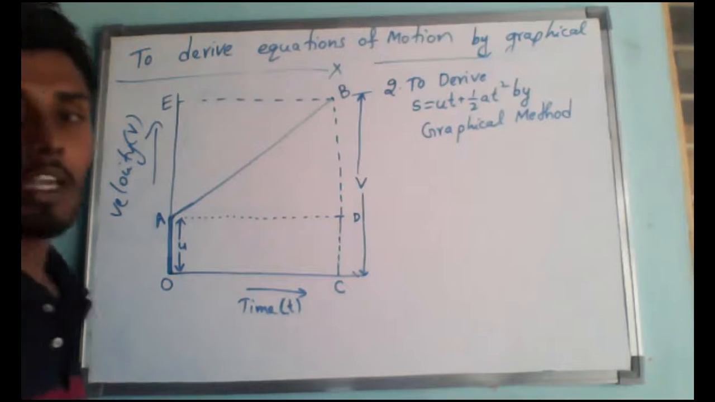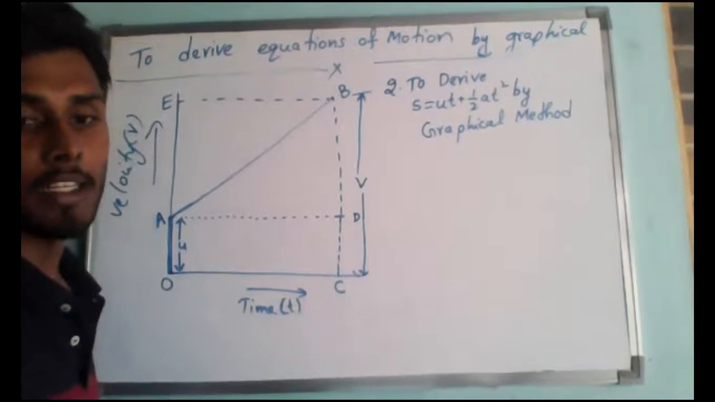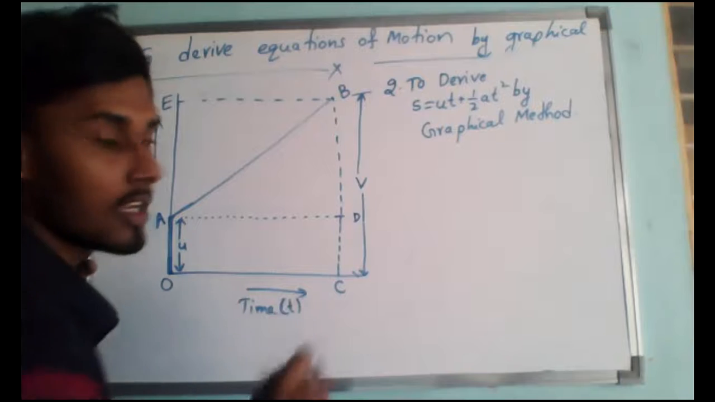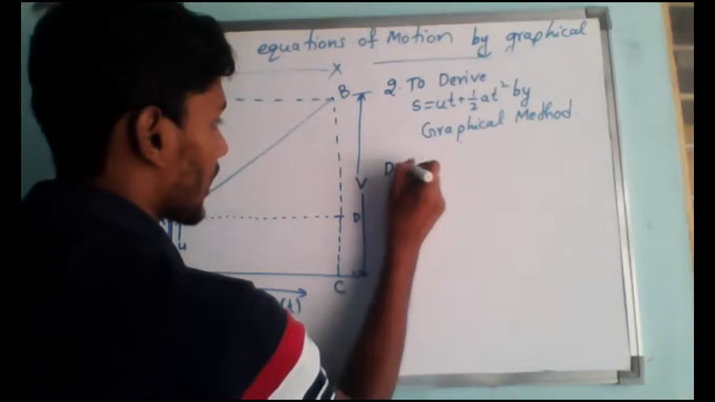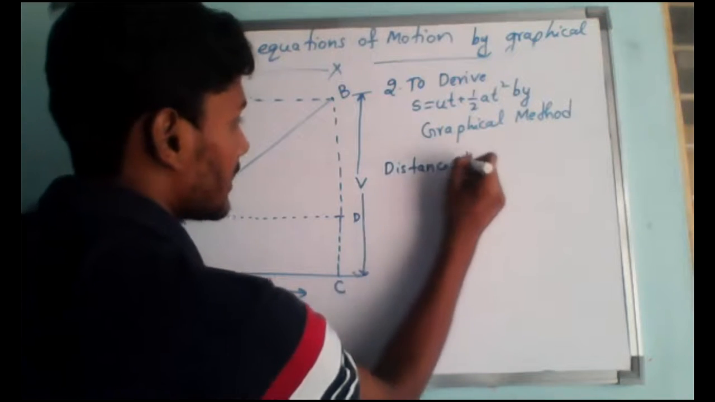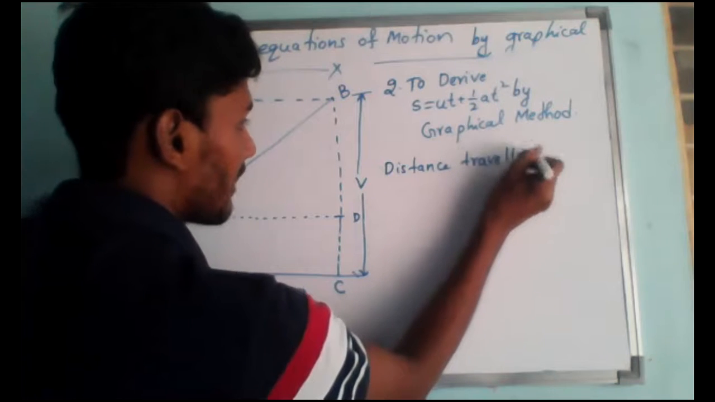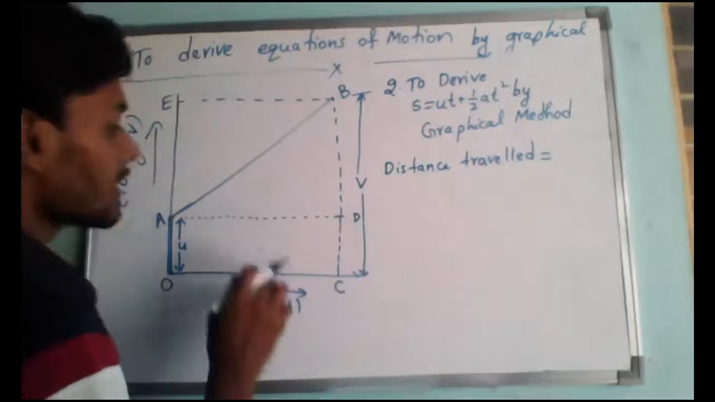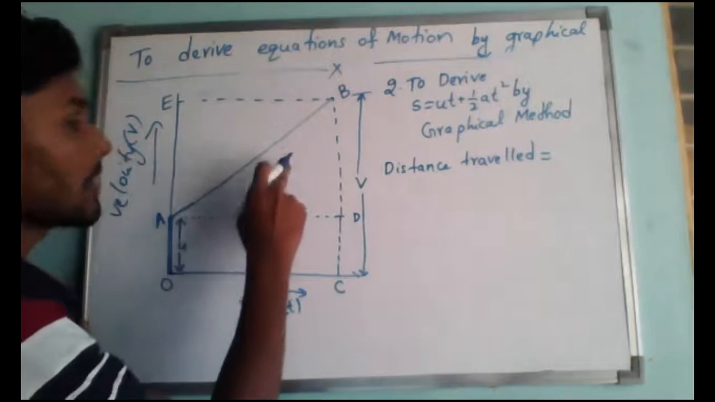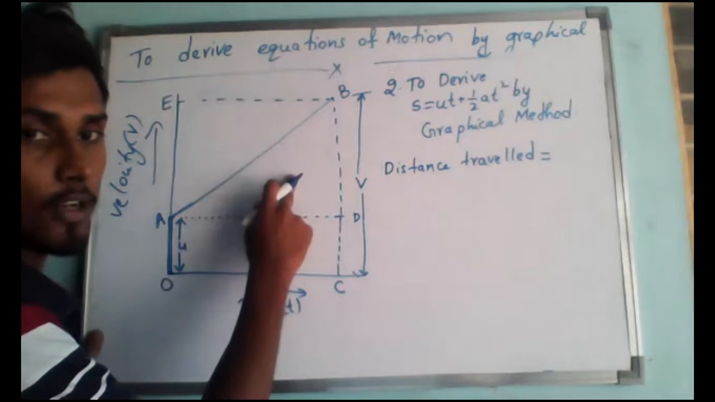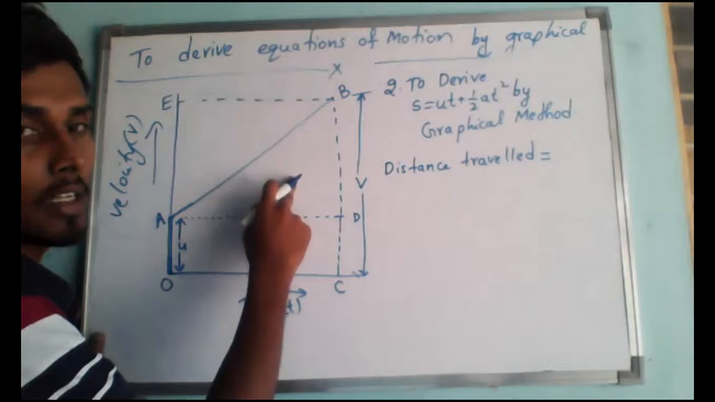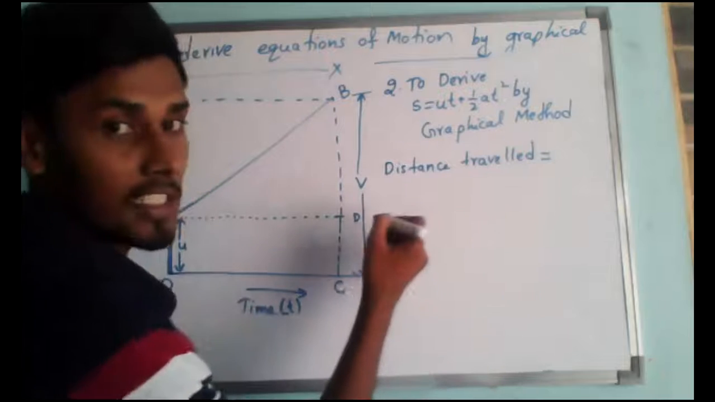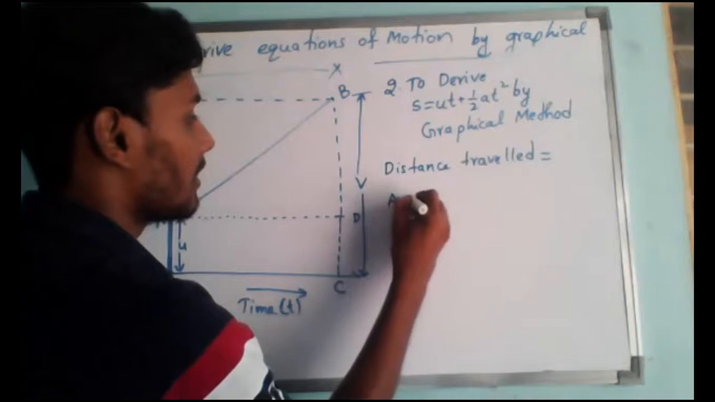So let us see now how we can solve it. First, all of you calculate the area of this rectangle. Distance traveled is equal to, observe very carefully, the sum of the area of the rectangle plus the area of this triangle. Is it okay or not, all of you? Yes or no? So distance traveled is equal to, tell me, what is the area of the rectangle?